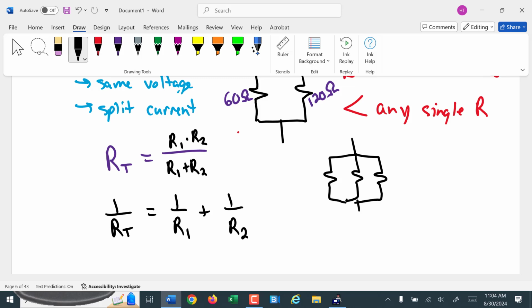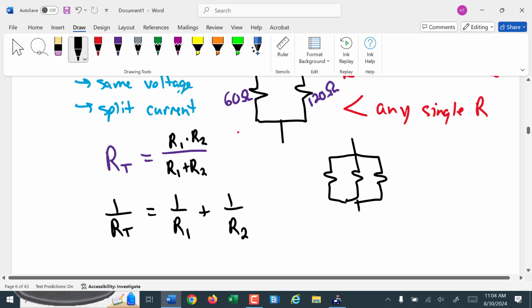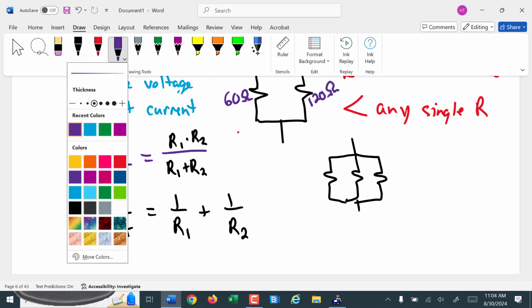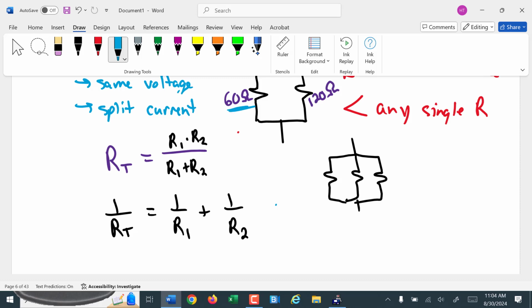So a little bit better formula looks like this. 1 over the total resistance equals 1 over R1 plus 1 over R2, the reciprocal of the resistance. Now that doesn't look any better until you realize there's keys on your calculator that make this way easy to calculate.